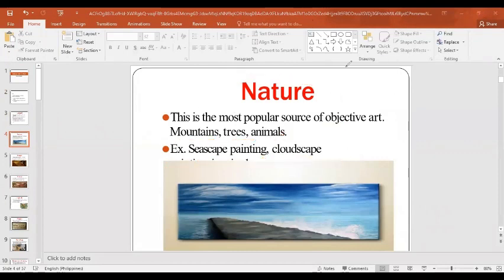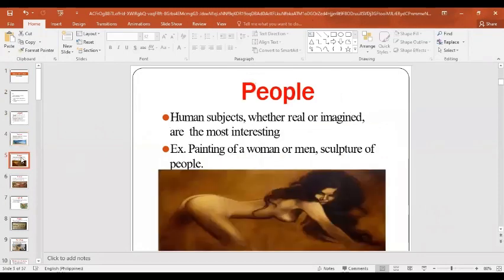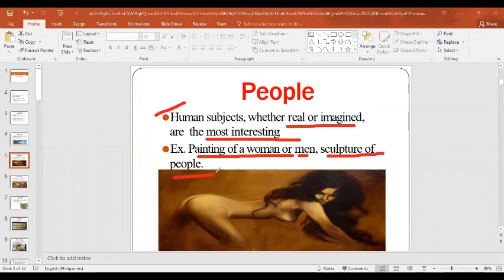Next, another source of subject, we have people. When we talk about people, human subjects, whether real or imagined, are the most interesting. Example ng people, painting of a woman or man, sculpture of people. Next.